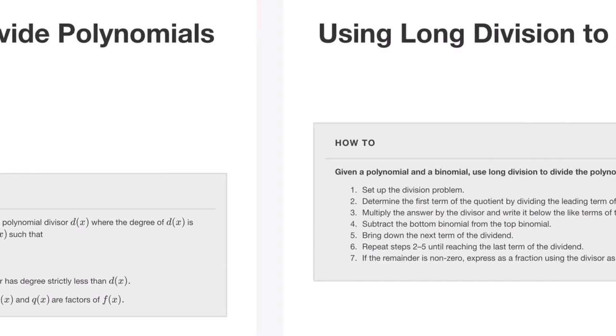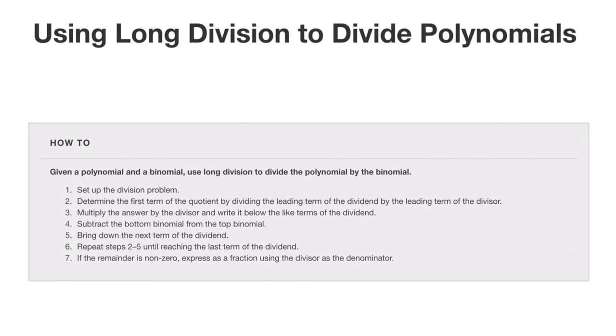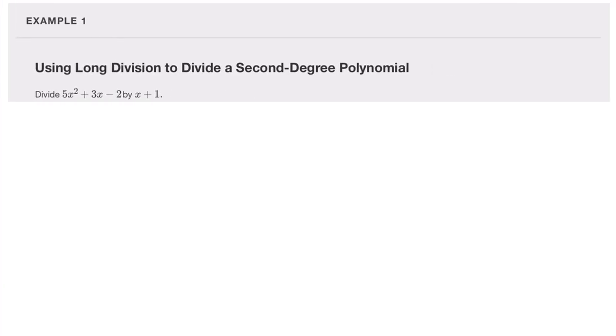Okay. So let's go through this real quick. Given a polynomial and a binomial, use long division to divide the polynomial by the binomial. Set up the division problem. Determine the first term of the quotient by dividing the leading term of the dividend by the leading term of the divisor. Multiply the answer by the divisor and write it below the like terms of the dividend. Subtract the bottom binomial from the top binomial. Bring down the next term of the dividend and repeat steps 2 through 5 until the last term of the dividend. If the remainder is non-zero, express as a fraction using the divisor as the denominator. I feel like that's easier to see in action.